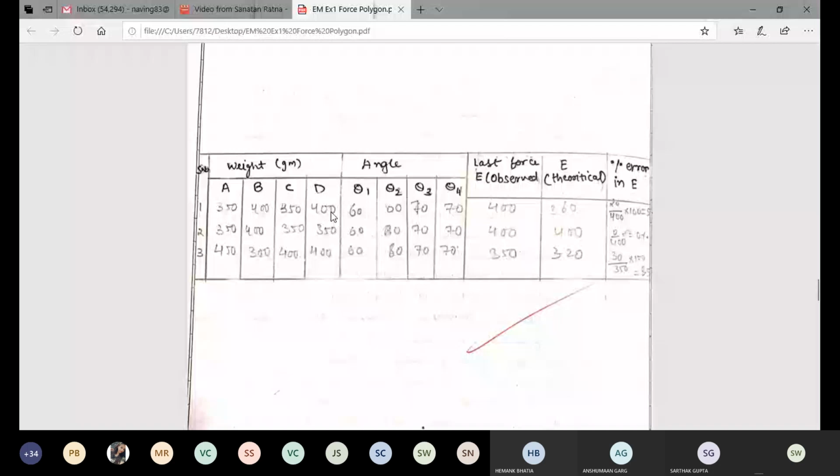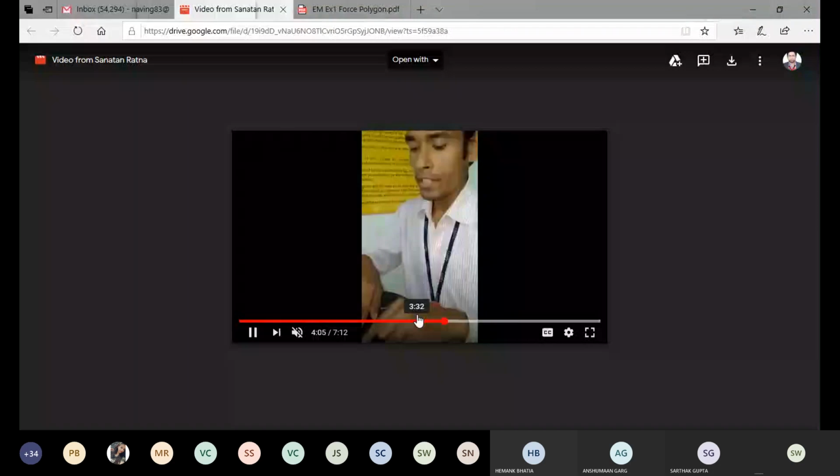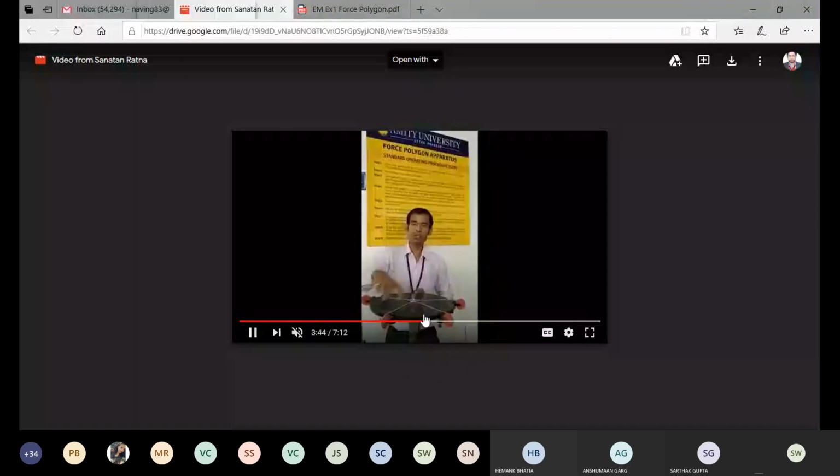And they are the angles. Angles I have already explained: 60 degree, 80 degree, 70 degree, and 70 degree. They are the angles between the different strings. See here, the angle is showing here. This is string 1, this is the other string. Angles which are put on the strings, we have to see the different angles here.